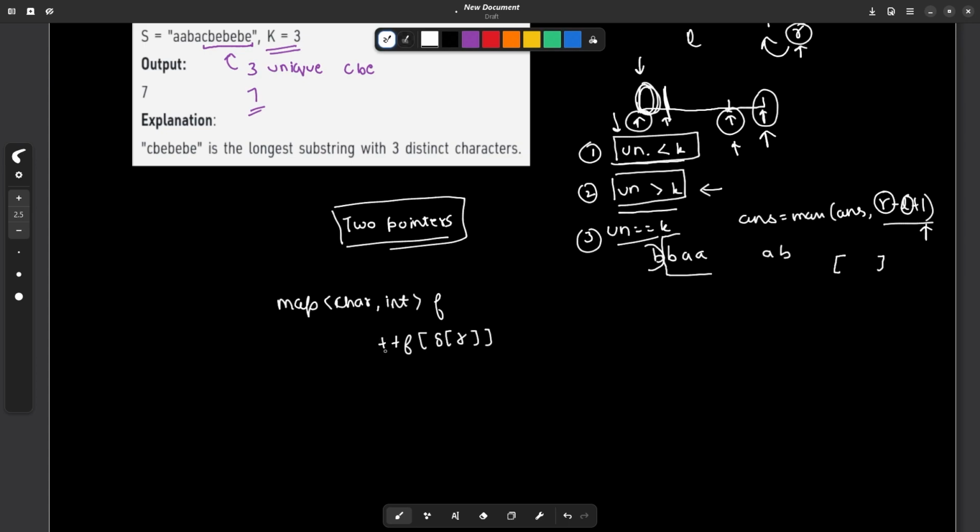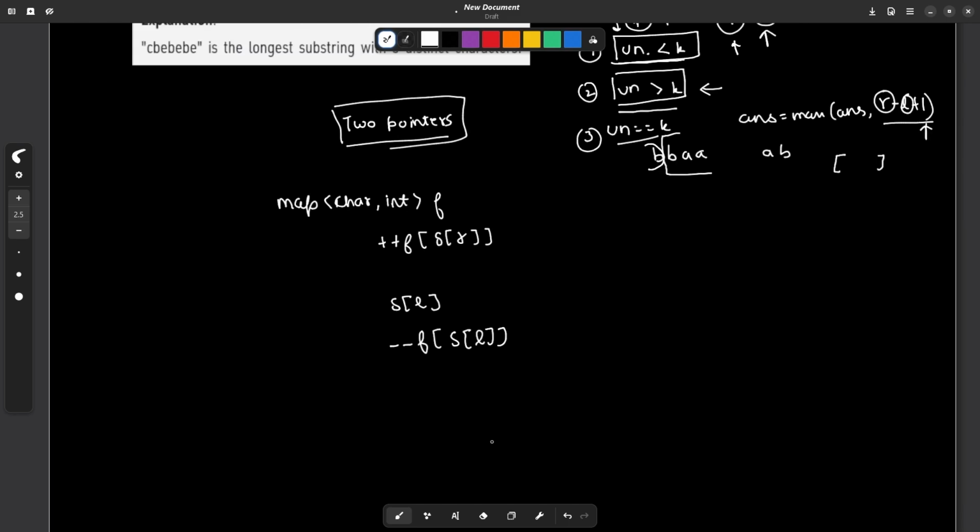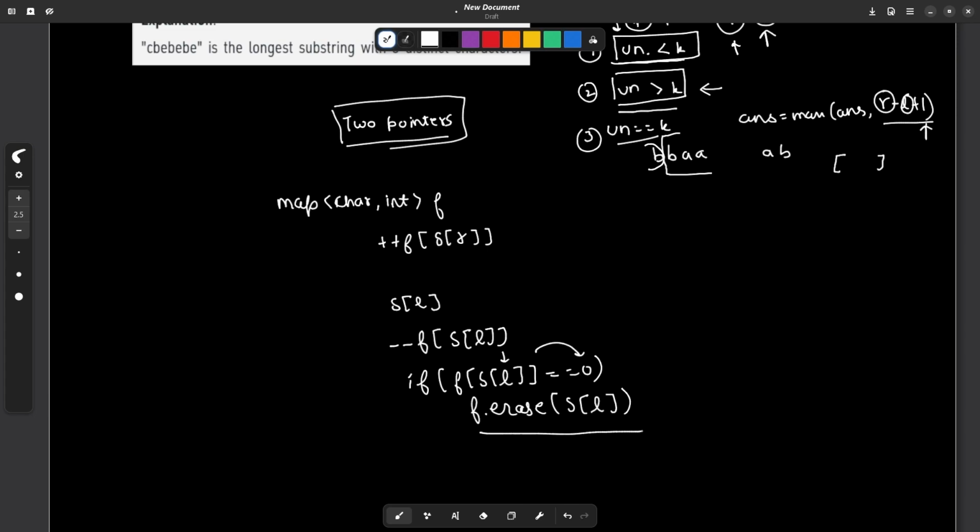Whenever you are removing a character, this part is very important. Let's say you want to remove the character s of l, that means the character at the lth index or the left pointer. You can do f of s of l minus minus. After you have done this, you will have to do one more thing: if the frequency of this particular character is 0, I'm going to remove it from my map. I'll tell you why I'm doing this. First let me write it. So you see what I'm doing is, if the frequency of this particular character becomes 0, I'm going to remove this particular key from my map.